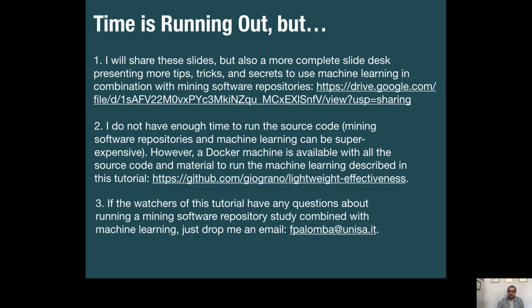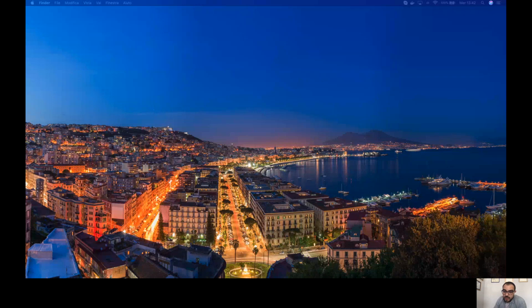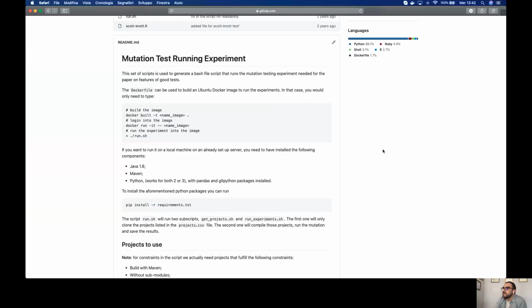Now, that being said, let's have a look at how to practically implement a machine learner, a machine learner for mutation testing in our case. This implementation is based on the Python library sklearn, which is an extremely powerful library for running these kinds of studies, as we are going to see. So let me quickly go.